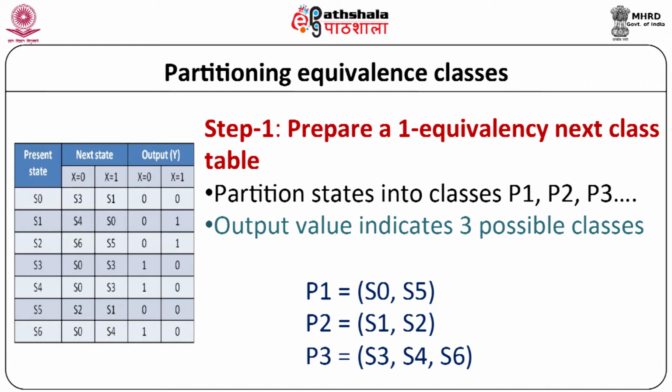Let us list them. P1 is equal to S0 and S5. In the second class, we have S1 and S2. The third partition class contains S3, S4 and S6. Let us now prepare the next class table to indicate this partition into classes.